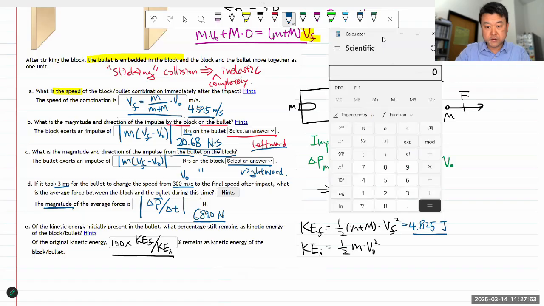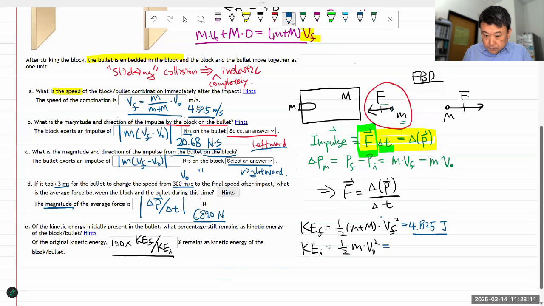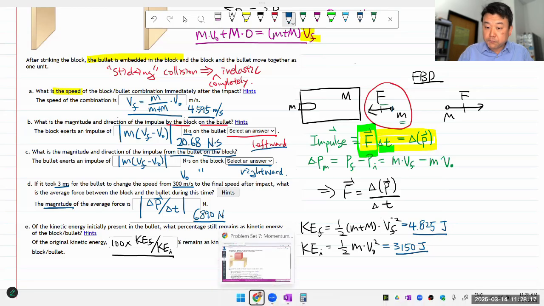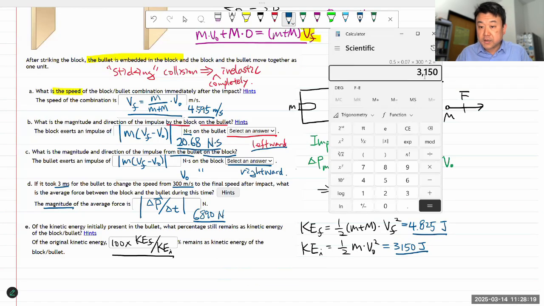So for the initial kinetic energy, it should be 0.5 times the mass, which is 0.07 kilogram, times the initial speed squared, 300 squared. So 3,150 joules. Let me double check. Now, it shouldn't surprise you that initial kinetic energy is bigger than the final kinetic energy because, you know, in an inelastic collision, you lose energy. It might surprise you just how big the discrepancy is, but I think it makes sense.